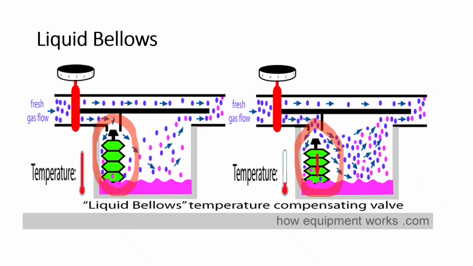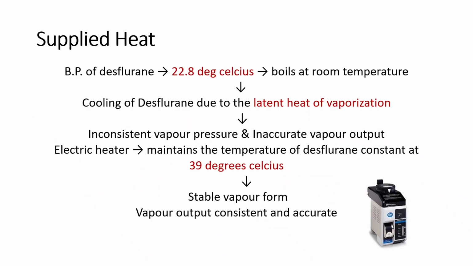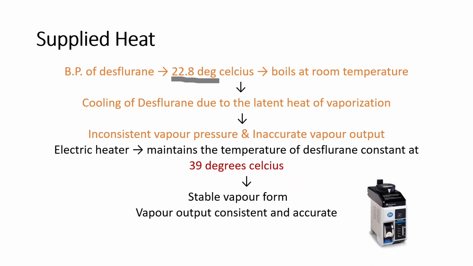Another method of thermal compensation is by directly supplying heat to the vaporizer. The Tech 6 vaporizer is specifically designed for desflurane. Desflurane has a high vapor pressure and is highly sensitive to temperature fluctuations. The boiling point of desflurane is 22.8 degrees Celsius, so it will boil at room temperature. This will result in cooling of desflurane due to the latent heat of vaporization, resulting in inconsistent vapor pressure and hence inaccurate vapor output.